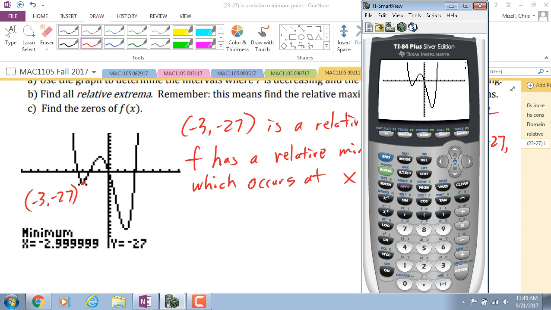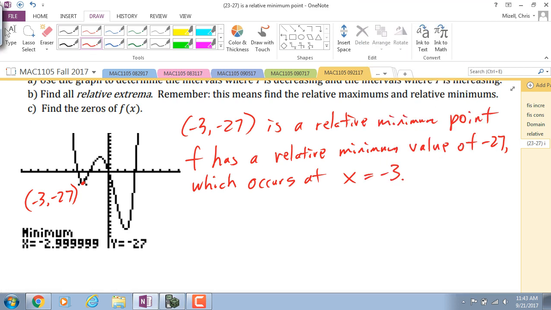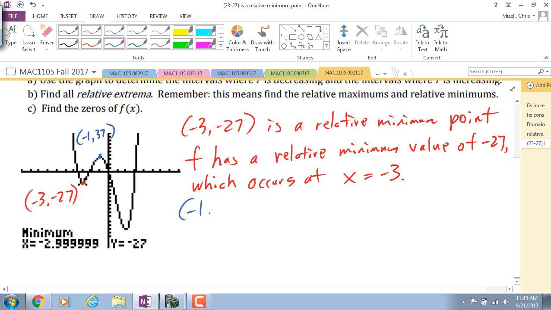Using 0 for my guess, it searches and it finds, I'm going to call this negative 1. I think that's close enough to negative 1 to call it negative 1. And in fact, if you were to evaluate this function at negative 1, you would get exactly 37. And this is the point at the top of the hill. Negative 1, 37 is a relative maximum point.